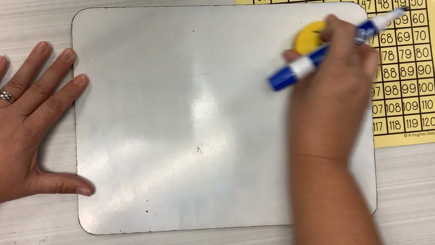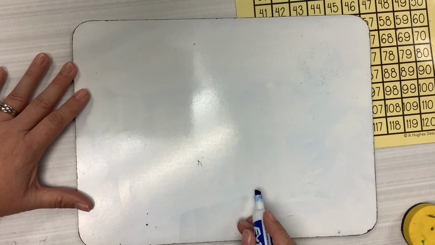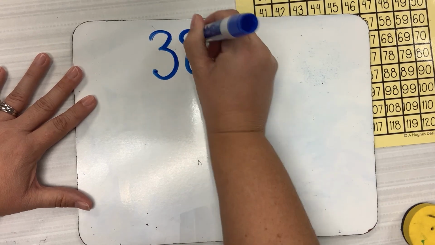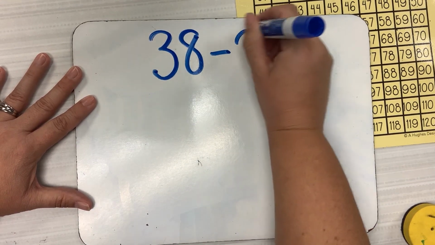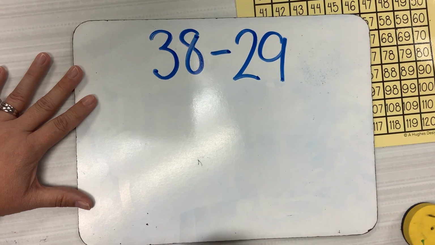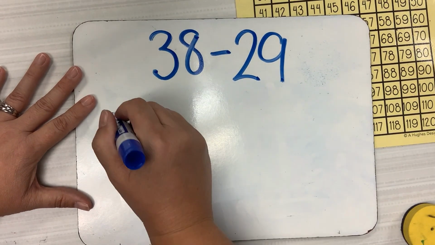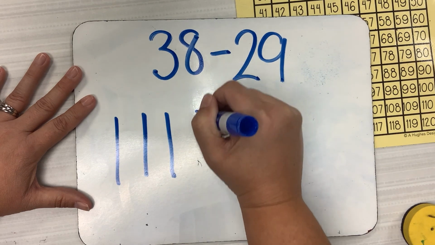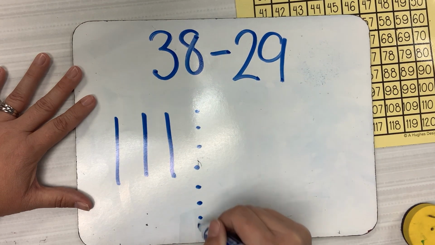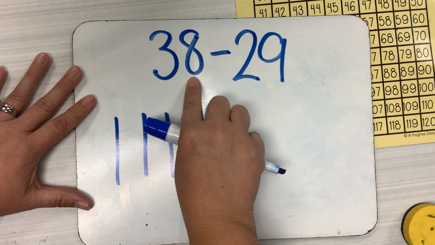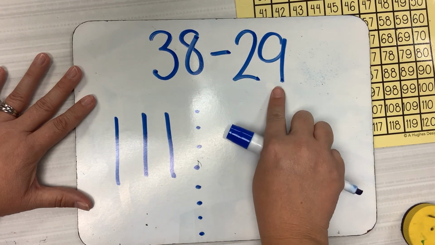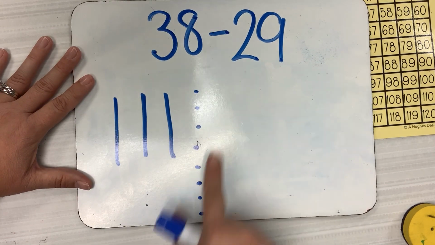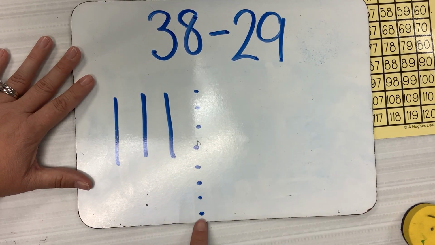Next, we're going to try one more time. 38 minus 29. 10, 20, 30, 31, 32, 33, 34, 35, 36, 37, 38. I'll need to take away 9 ones and 2 tens. I don't have 9 ones, I only have 8.